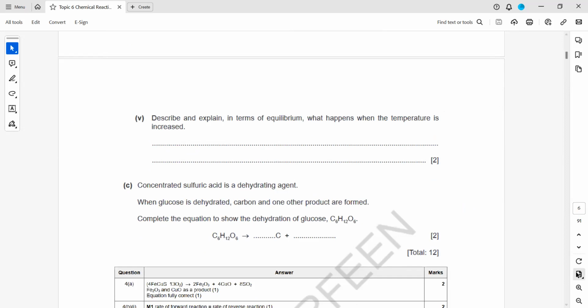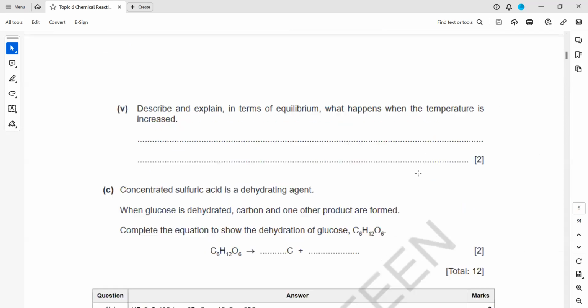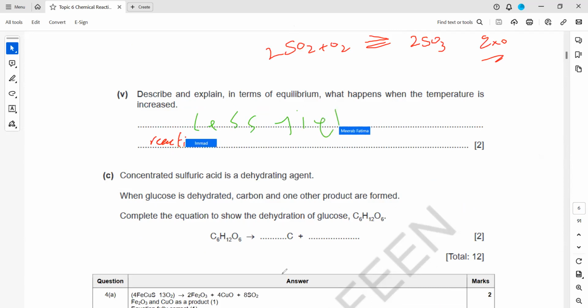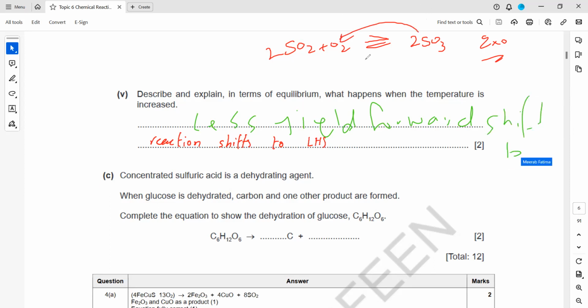Then describe in terms of equilibrium what happened when the temperature increased. This forward reaction was exothermic: 2SO2 plus O2 gives 2SO3. They mentioned the forward reaction is exothermic. So when we increase the temperature, the equilibrium will shift towards the left-hand side, which reduces the yield. So you will mention the forward reaction is exothermic, so an increase in temperature shifts the equilibrium towards the left-hand side.